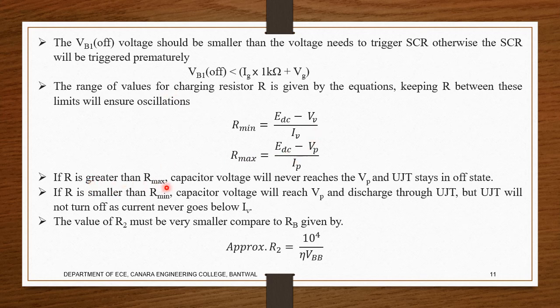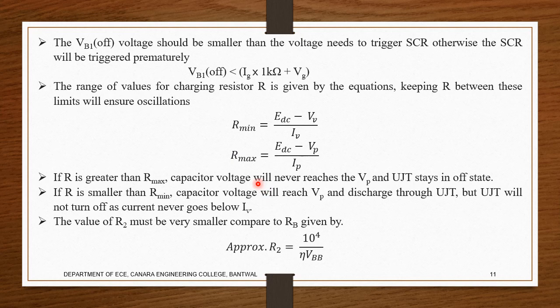If R is greater than R max, the capacitor voltage will never reach VP and the UJT stays in the off state. So for that purpose, R has to be very specific. If R is smaller than R minimum, the capacitor voltage will reach VP and discharge through the UJT, but the UJT will not turn off as the current never goes below IV. So that's also something we have to see. Whatever the value is, it has to lie between R max and R minimum.